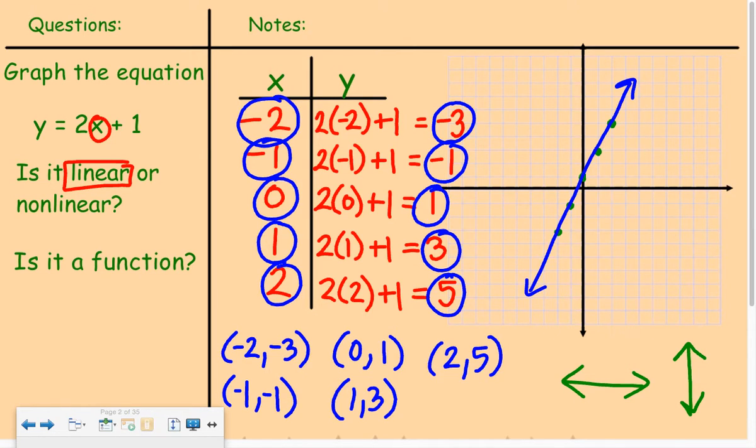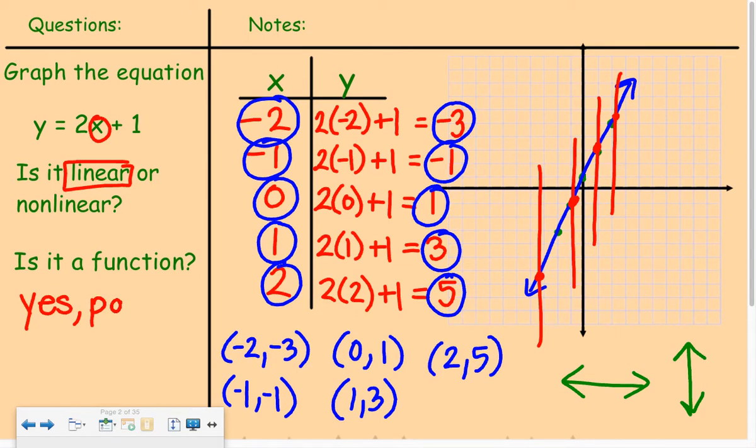Now, is it a function? Since I have a graph, I can do the vertical line test to determine if my graph is a function. So if I draw vertical lines through my graph, my line should only touch my graph one time each time. So it touches once right here, once, once, once. Yes, it is a function. It passes the VLT. Vertical line test.